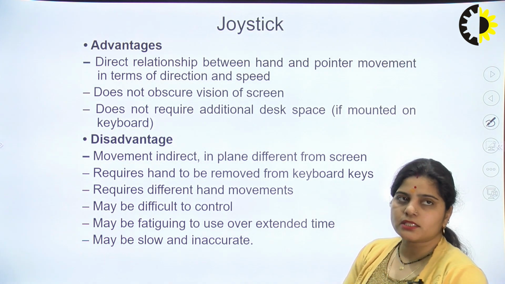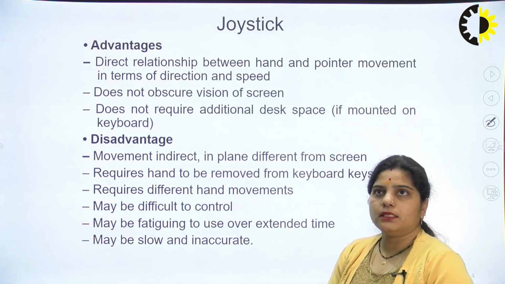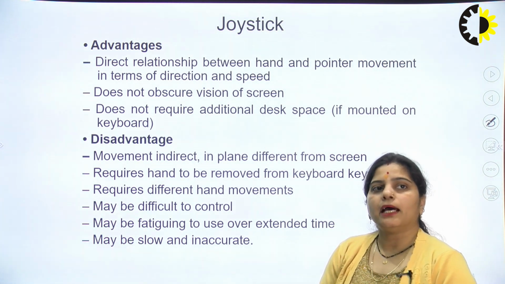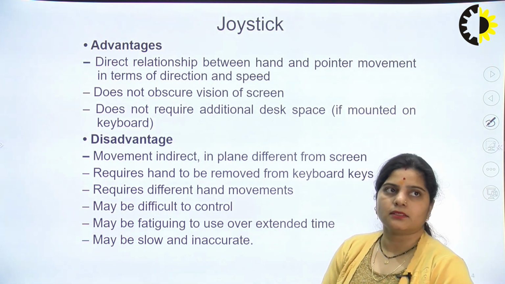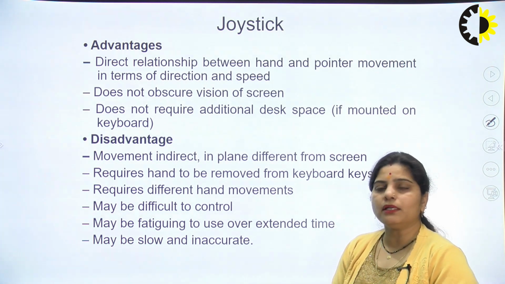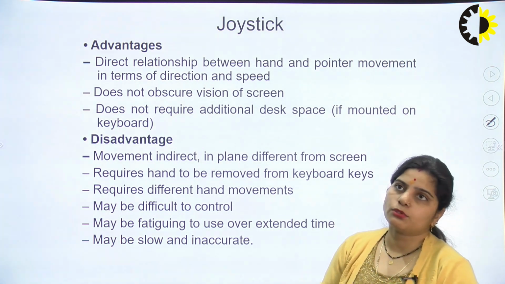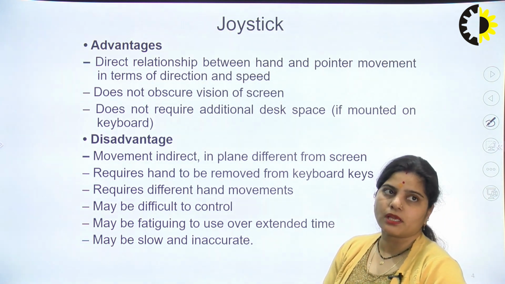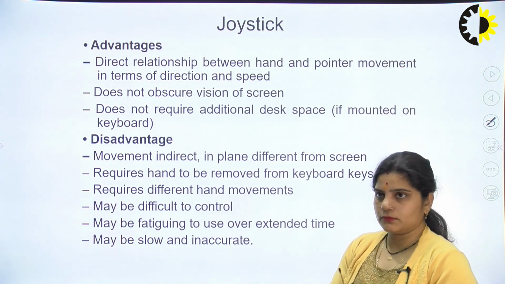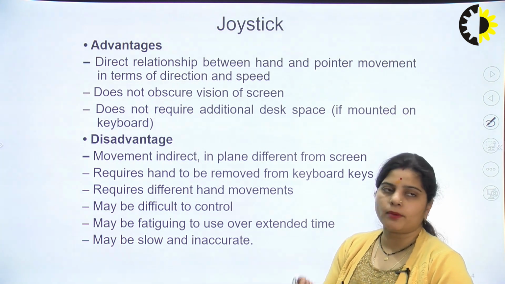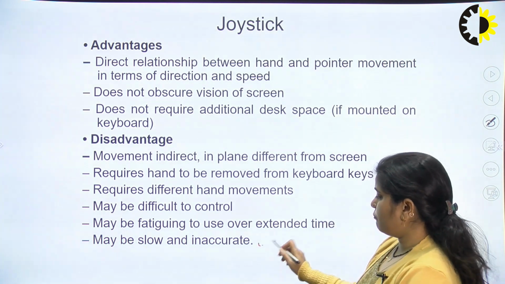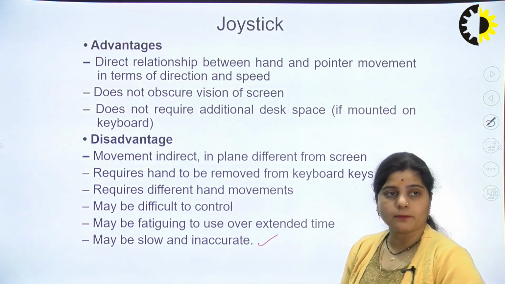The next input device is the joystick. Basically, the joystick is also a device which can be used as an interface between the user and the system, and it has the same advantages as the trackball. It also provides a direct relationship between the hand and the pointer movement in terms of direction and speed, does not obscure any vision of the screen, and does not need additional desk space. But it has some speed problems: it may be slow and it can also be inaccurate sometimes. So that is the only difference between the trackball and the joystick.